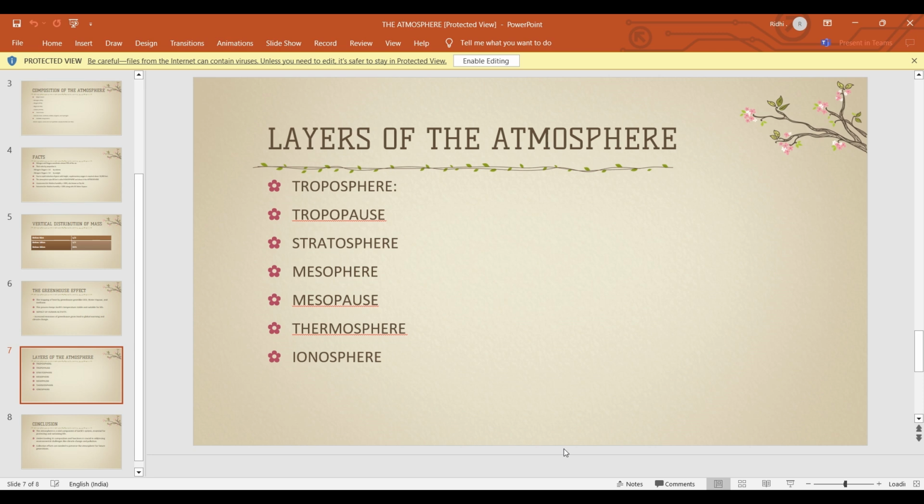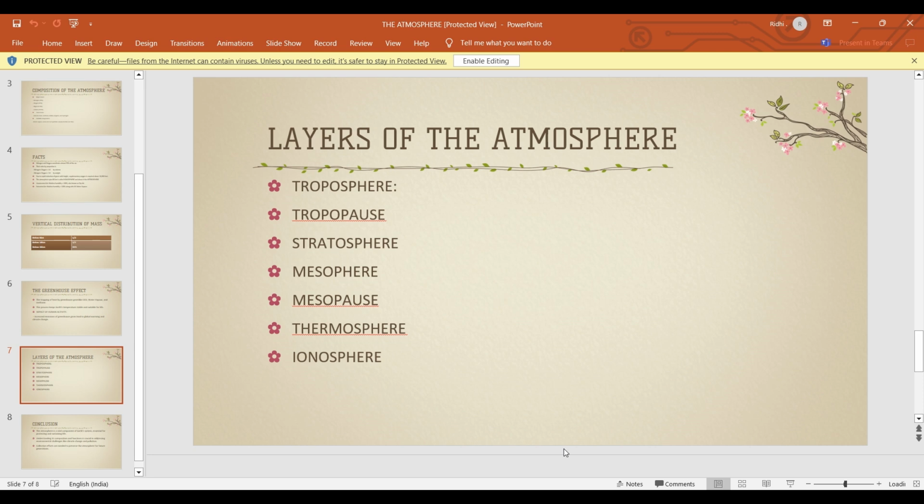Then comes mesosphere. From stratopause to 80 kilometers is the mesosphere. Noctilucent clouds are seen in the mesosphere. Mesopause is the top of mesosphere. At the level of mesopause, the temperature stops falling. Thermosphere. Thermosphere extends from the mesosphere to the end of the atmosphere, where the temperature increases with height.